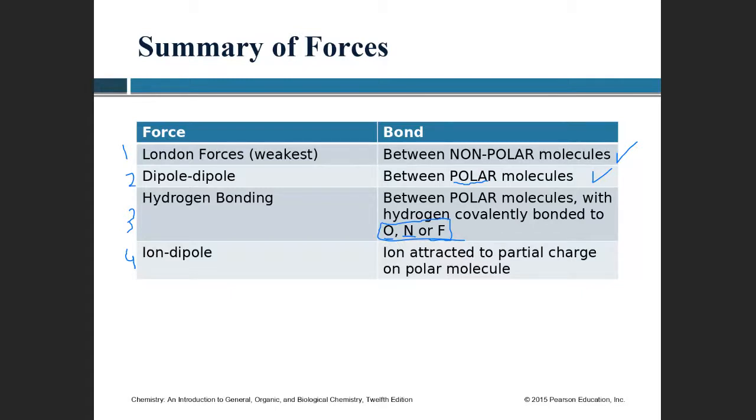The ion dipole, which is the strongest, is an ion attracted to a partial charge on polar molecules. So these are the four types of the intermolecular forces.